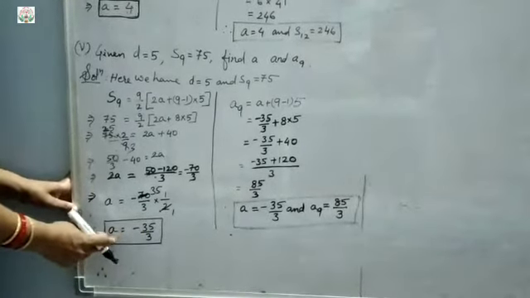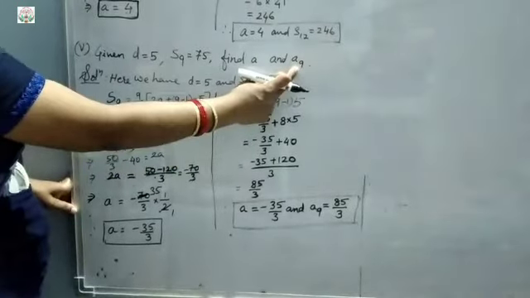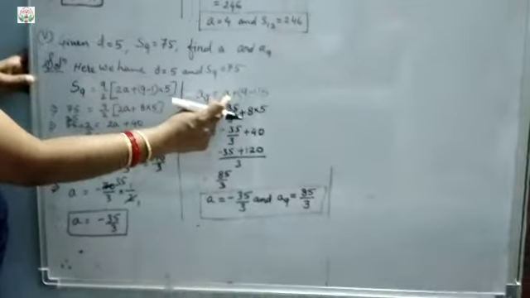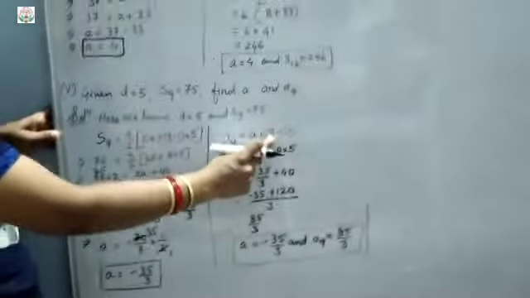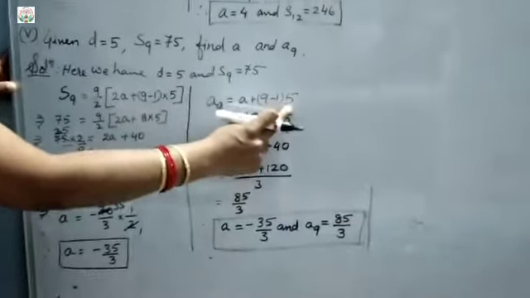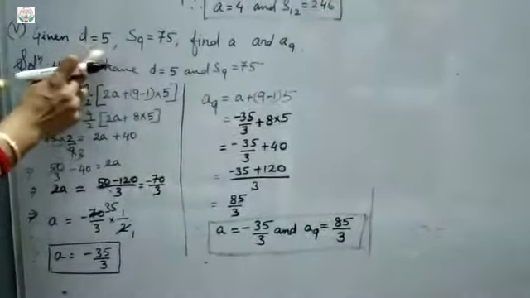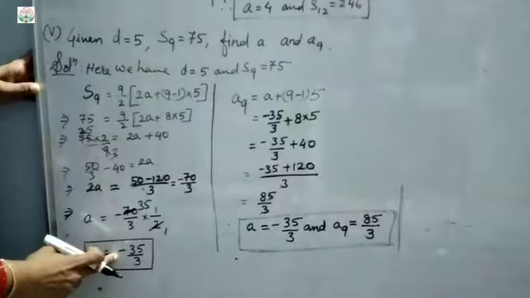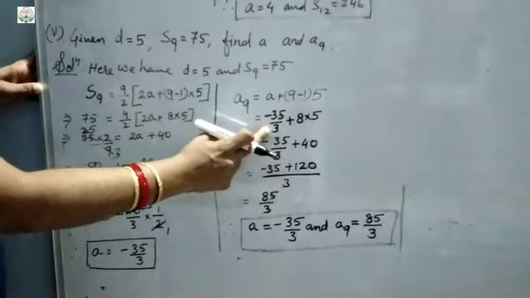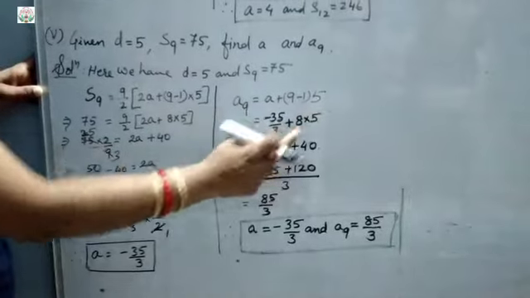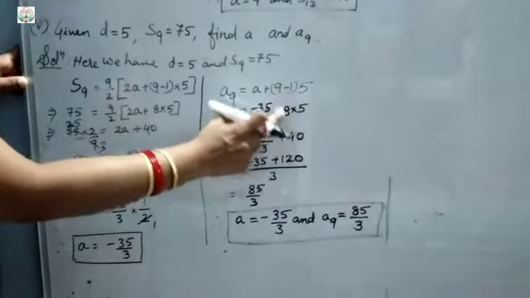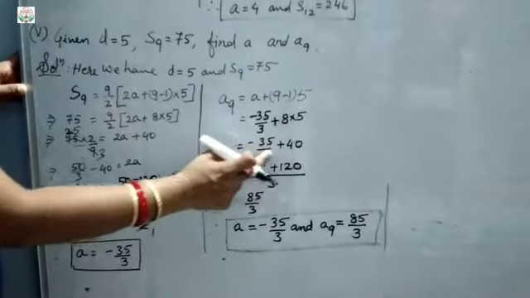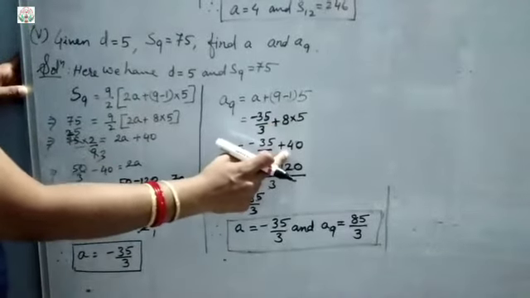Okay. Now after getting a value, what we have to find next? A9, that is the 9th term, will be equal to a plus, n is 9, so 9 minus 1 into d. The d value we got is given there as 5. So into 5 equals minus, what is the value of a? That is minus 35 upon 3 plus 8 into 5, because 9 minus 1 will be 8, equals minus 35 upon 3 plus, because 8 5s are 40, 40 we got.